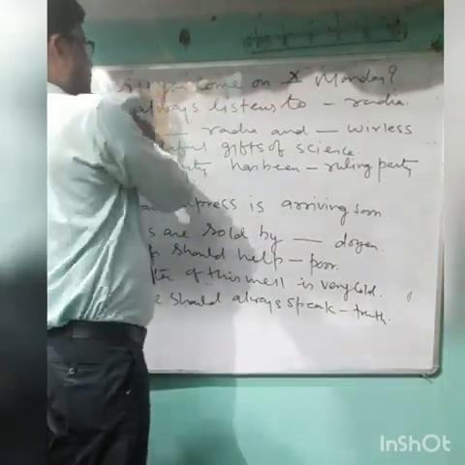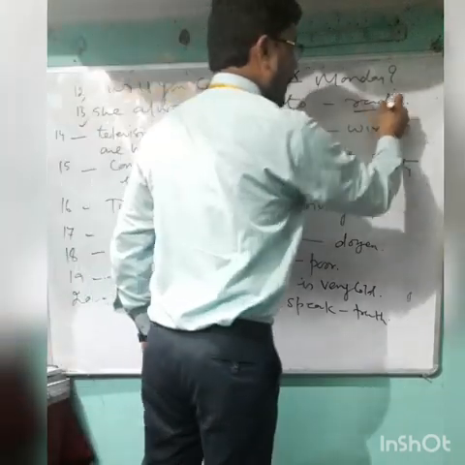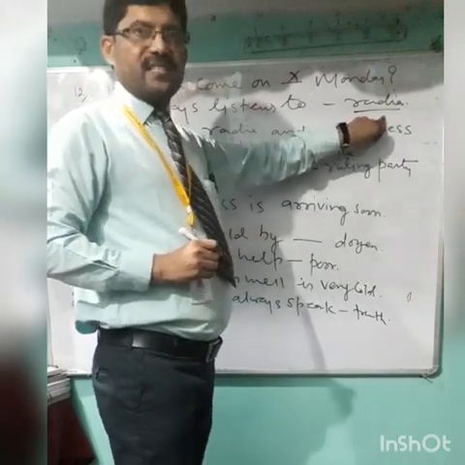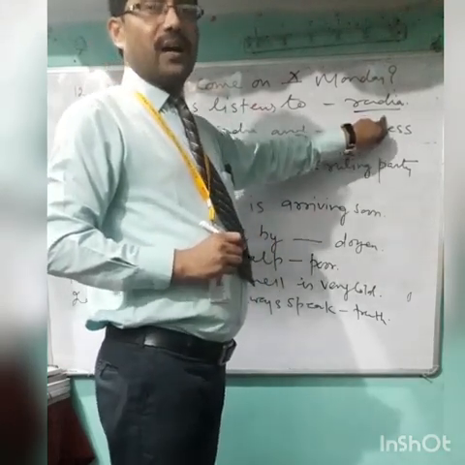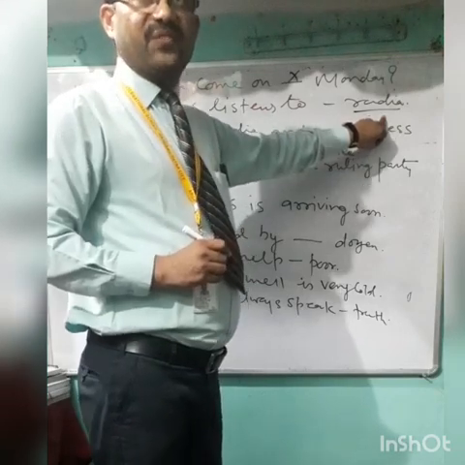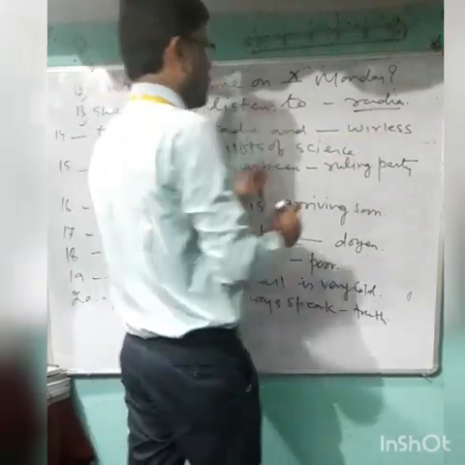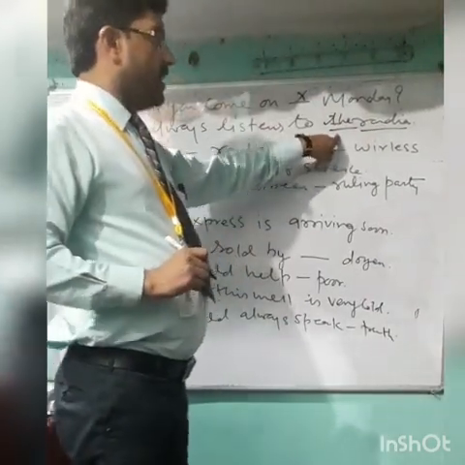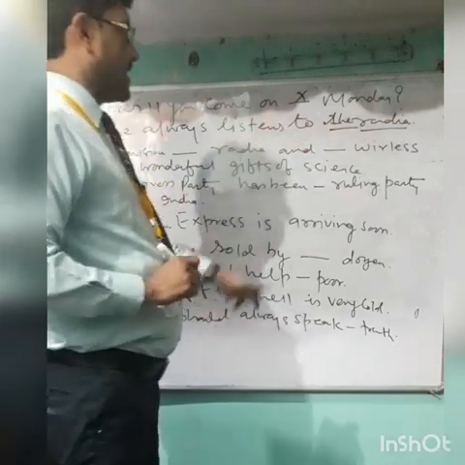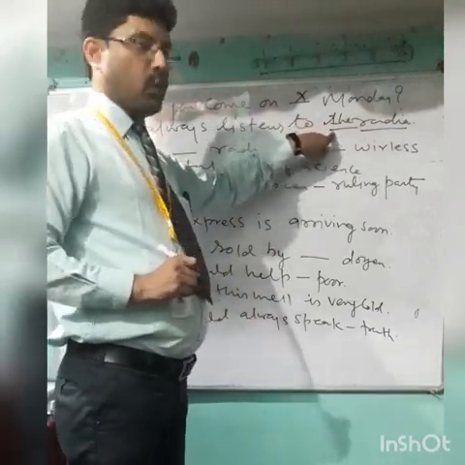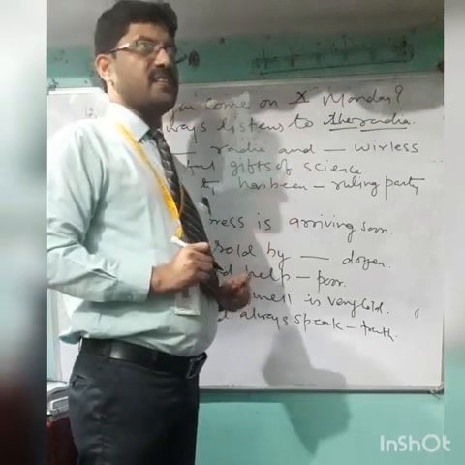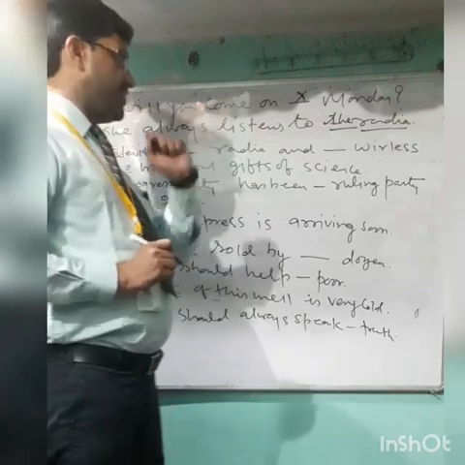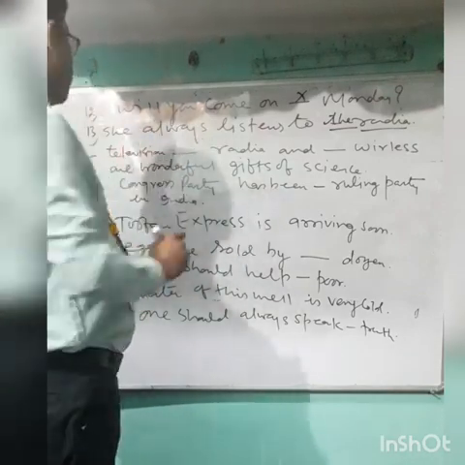Then next question, she always listens to radio. Radio is the name of an invention, and before inventions we use the, like the radio, the television, the telephone, the wireless. So she always listens to the radio. Article the should be placed before radio, because it is the name of an invention, and we know that before the name of inventions like radio, telephone, wireless, television, we use the definite article the.